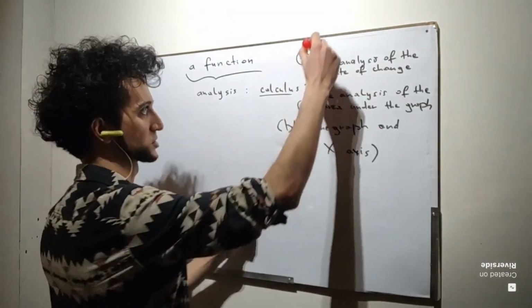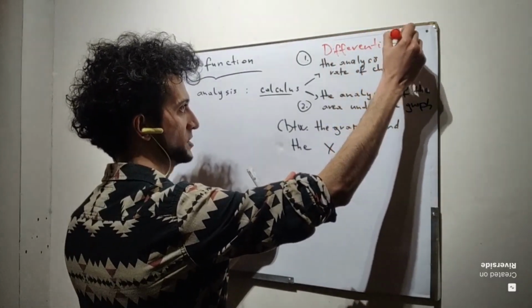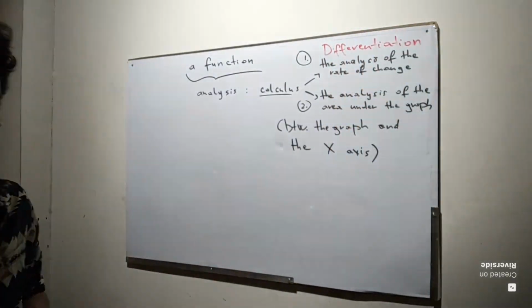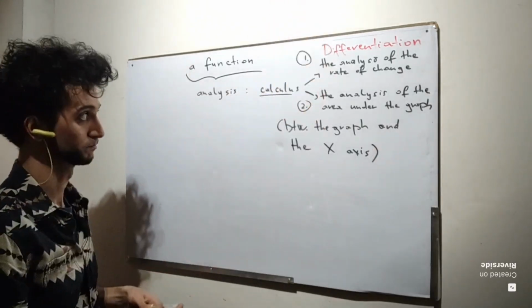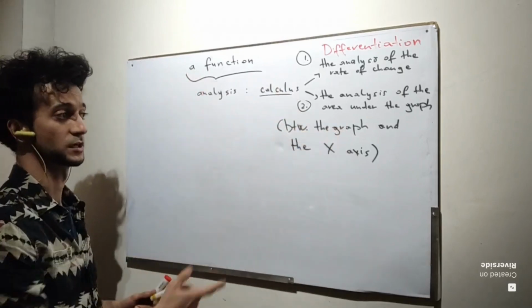The analysis of the rate of change is technically called differentiation. Differentiation, the process of differentiation, is the analysis of the rate of change of any given function, of any given picture of a function, or a function without even a picture. The analysis of the area under the picture of such a function is called integration.